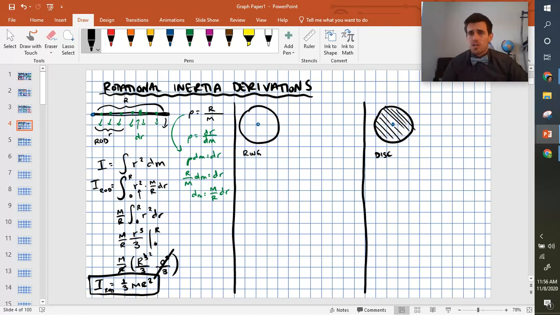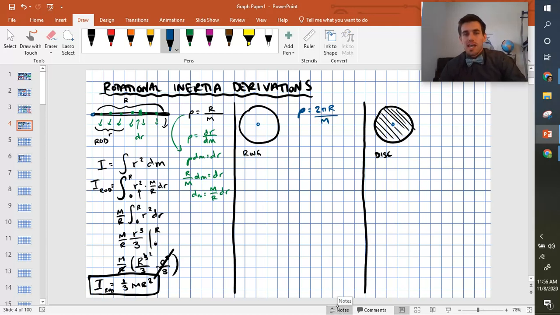So that's the rotational inertia of a rod. Let's do the rotational inertia of a ring. This one's pretty ugly. I like it. The density of the ring is going to be the total circumference, that's 2 pi r, all over the mass of the whole thing.